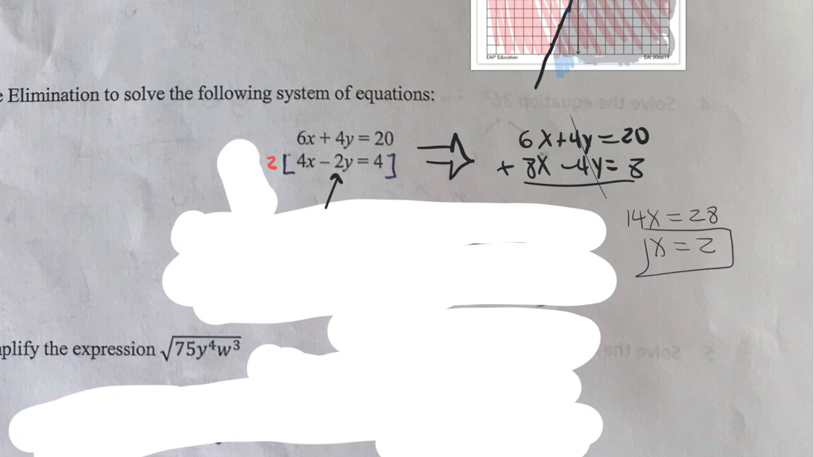Since x is 2, you could just pick either of the two equations, plug 2 in for x, and figure out what y is. I say we use the top equation. So we're going to say 6 times 2 plus 4y equals 20. We have 12 plus 4y equals 20. Subtracting 12 from both sides gives us 4y equals 8. Dividing both sides by 4 gives us y equals 2. So we have just solved the system. Turns out that x is equal to 2, y is equal to 2 as well.